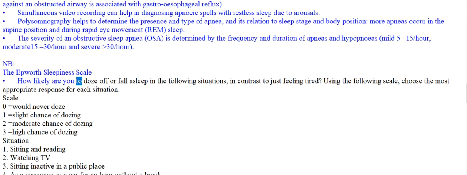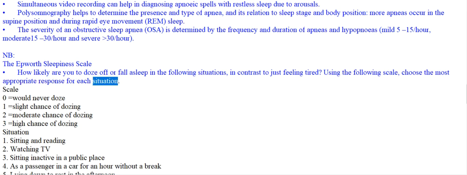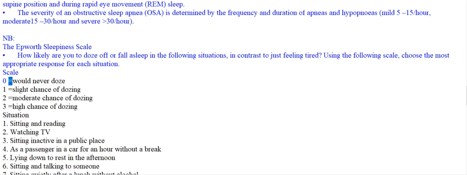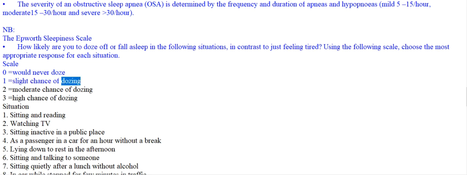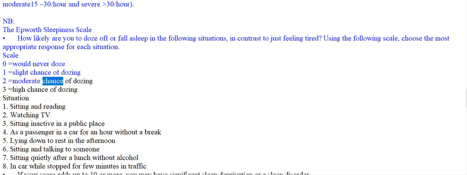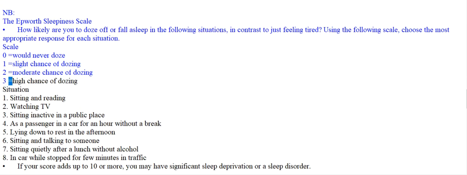How likely are you to doze off or fall asleep in the following situations, in contrast to just feeling tired? Using the following scale, choose the most appropriate response for each situation. Scale. 0 equals would never doze. 1 equals slight chance of dozing. 2 equals moderate chance of dozing. 3 equals high chance of dozing.